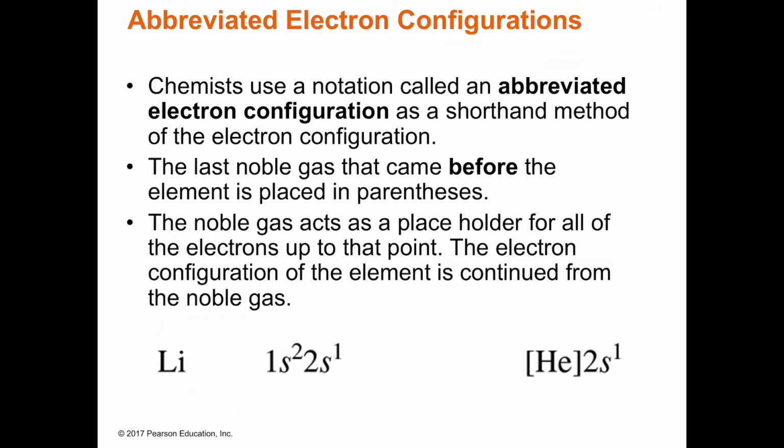You're going to find the last noble gas that came before the element, and you're going to put it in brackets. And that noble gas is going to act like a placeholder. The noble gas is going to say, okay, this element has all of the electrons that say helium has, plus a few more. So it's like start at helium and then write the electron configuration for your element. So we're going to go backwards to find the noble gas that came before it. Like lithium, if you go backwards and find the noble gas that came before lithium, that would be helium. So we put helium in brackets, and then we take away all of the electrons that belong to helium, and we write the electron configuration for lithium that comes after helium.